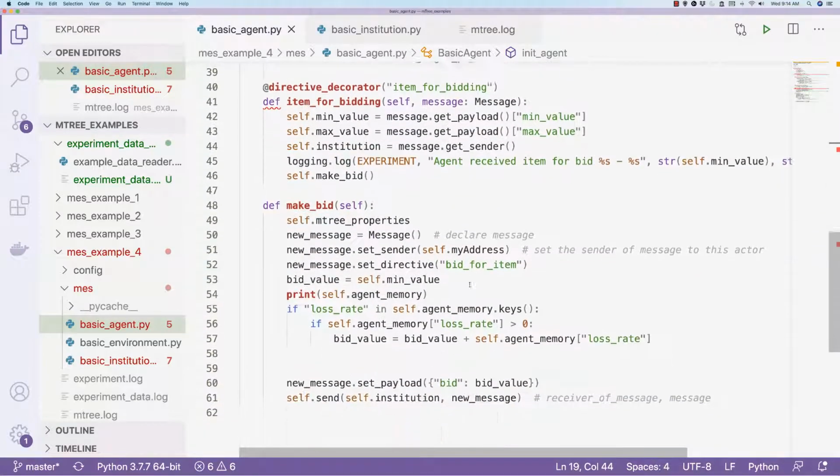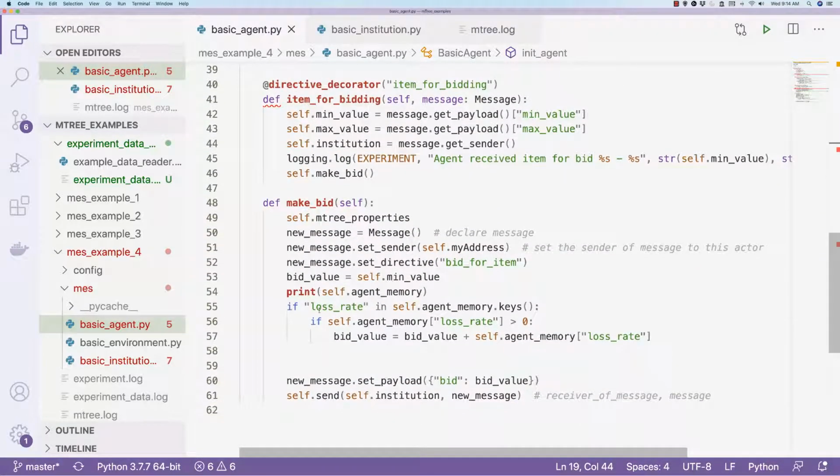And similarly, when we're making a bid, what we're actually going to look at is the loss rate. And the idea is the more the person loses, the more we're going to add to the bid. And so the idea should be that we start to see higher and higher bids. Because in the default setting that you'll see in MES examples 1 and 2, they just bid the min value. So you'll gradually see the auction prices go up.